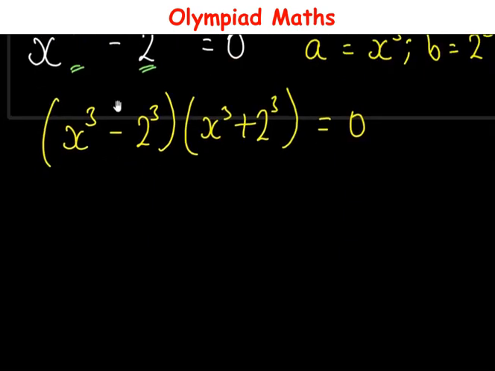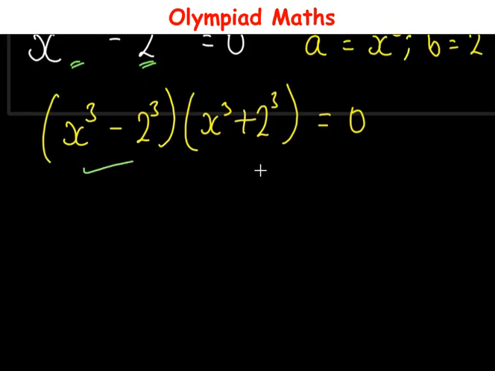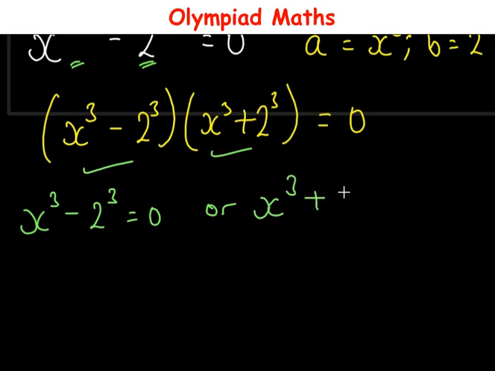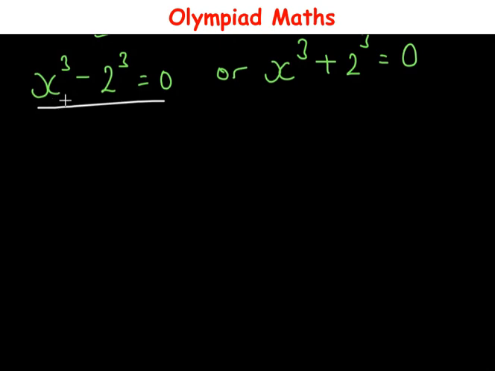So from here, we can equate this to 0 or equate this to 0. So we have it as x raised to power 3 minus 2 raised to power 3 is equal to 0, or this x raised to power 3 plus 2 raised to power 3 is equal to 0. Now, for this first equation right here, in which we have it as x raised to power 3 minus 2 raised to power 3 is equal to 0, let's first start with this.